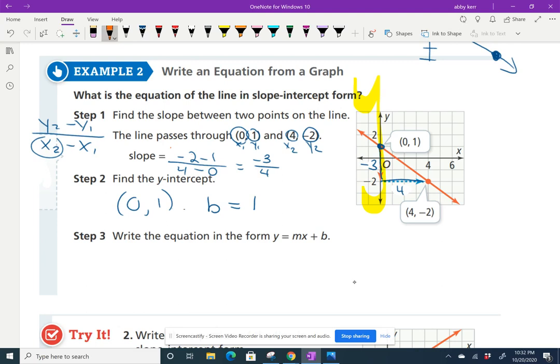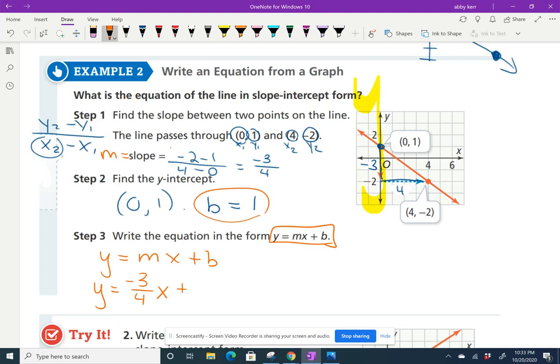And then you put it together. We have y equals mx plus b, which is what they wrote right here. The y stays. Our m, which is our slope, we found to be -3/4. Don't forget the x. And then our b value, which we said was a +1. So the slope of this line and the y-intercept make the equation. So y equals -3/4 x plus 1.